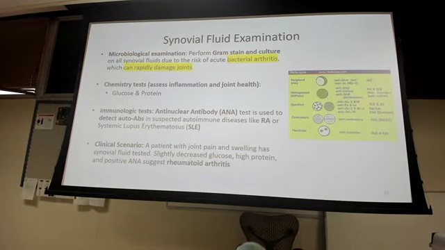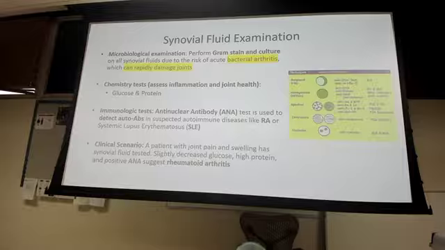And then for synovial fluid, if we have to send it to micro, again, like I said, we'll run a gram stain. And then there, we're looking for bacterial arthritis, which can rapidly damage joints. We can also run chemistry tests on synovial fluid. We will run glucose and protein chemistry. And then in immunology, we'll run what's called an anti-nuclear antibody test. And so this test will detect those autoantibodies if that's what's going on with your patient. So those will be used in any autoimmune disease like rheumatoid arthritis or lupus, okay?